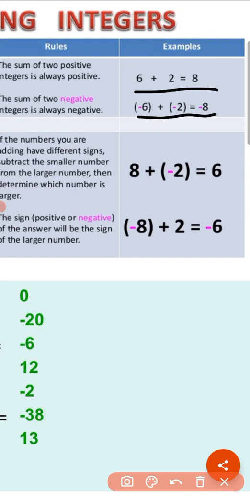Our first rule is the sum of two positive integers is always positive. When we are adding two positive integers, add the numbers first and write the number. A number without sign is considered as a positive integer. The sum of two negative integers is always negative. When we are adding two negative integers, add the numbers and put the negative symbol. Clear?